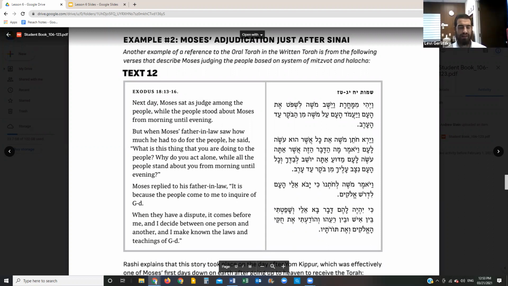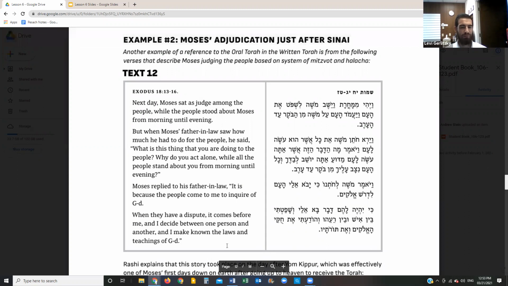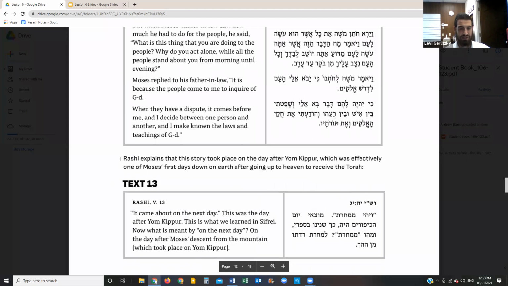So we have here a case where Moses is teaching the laws, and this happened right after the giving of the Torah. And the question is, what does Moses know that the Jewish people don't know? They all heard 10 commandments from God, and that's it. There are no other laws that God told everybody. So why is Moses the judge? What was he basing his judgment off? Where did he get his book of laws? So let's read here Rashi.